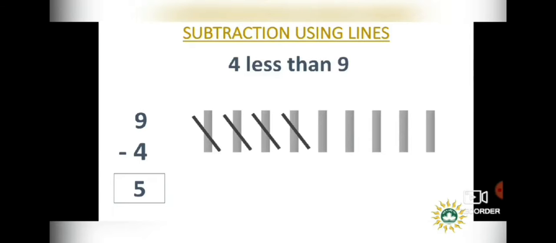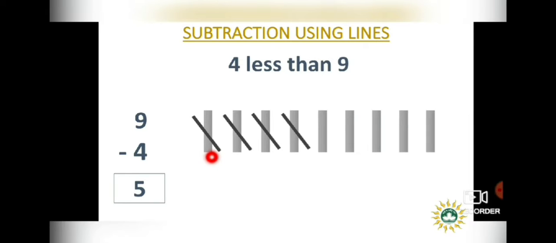Now we will learn subtraction using lines. Here we have to subtract 4 from 9 because the question is 4 less than 9. As we already know that subtraction means to take away a smaller amount from a larger amount. So here the larger amount is 9. So first we have to draw 9 lines. 1, 2, 3, 4, 5, 6, 7, 8, 9. So from these 9 lines we have to take away 4.